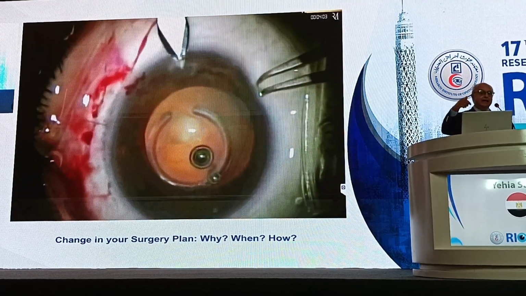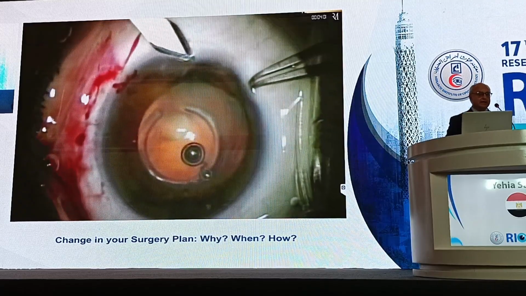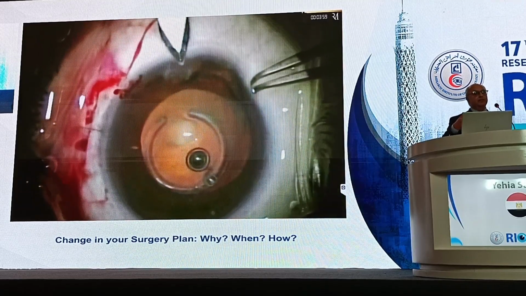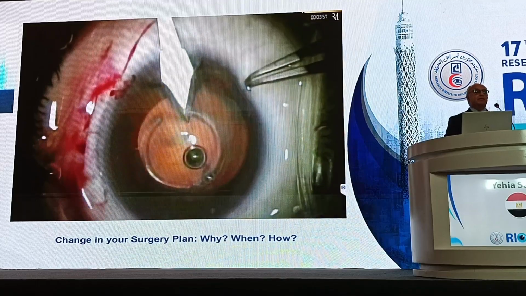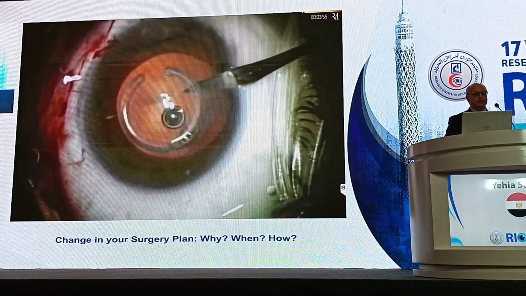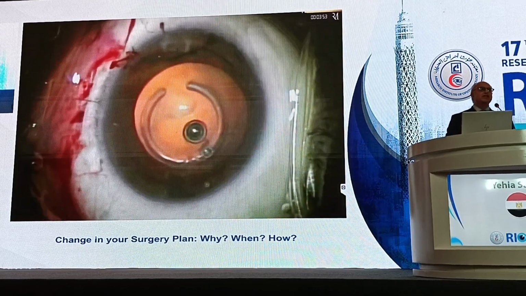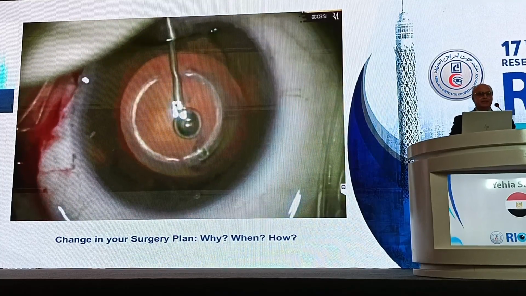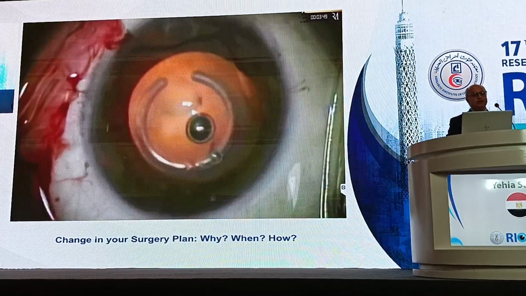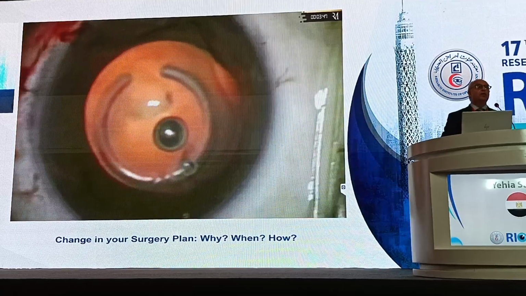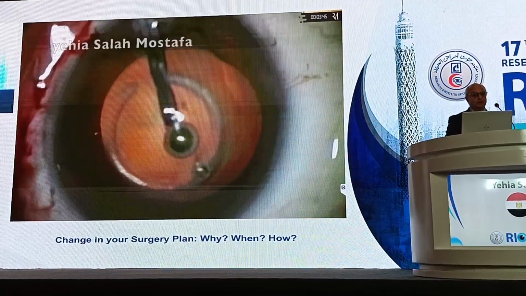And then I chose to do the incision temporal. This was the steeper meridian, so it wouldn't change much of the astigmatism. This is a 2.2 millimeter keratome. And then I go into the cataract, doing the cataract surgery.